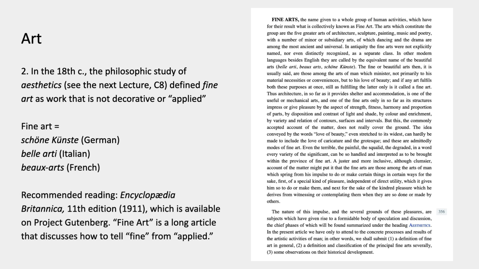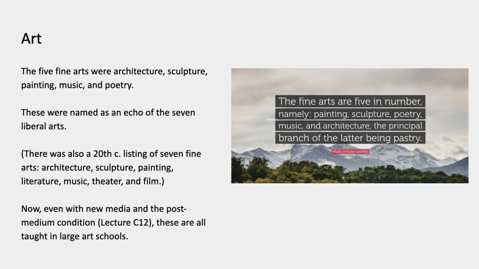If you're interested in this, I would recommend reading the entry in the Encyclopedia Britannica 11th edition. The 11th edition is widely considered to be the best edition of the Encyclopedia Britannica, published in 1911, and it's online in Project Gutenberg. So the article, Fine Arts, which you see here, is a really long essay that talks about how to tell fine from applied art, something that even in 1911 was still taken very seriously and pointed to big institutional differences.